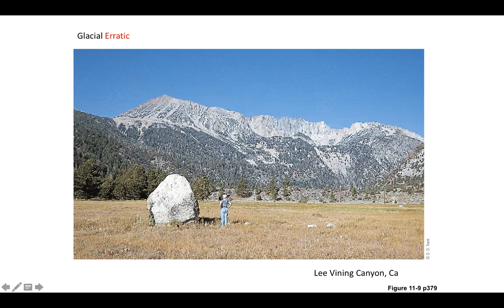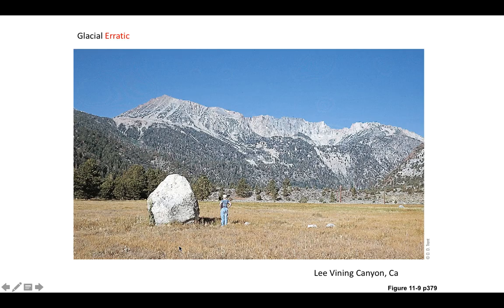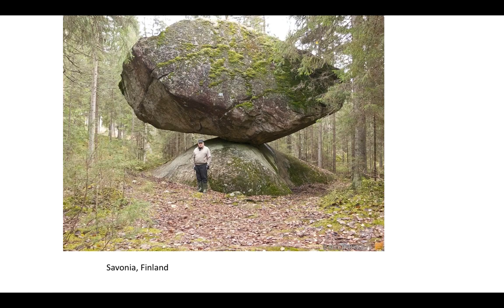Sometimes you might notice big rocks in the middle of a valley, like Lee Vining, for example, in the Sierra Nevada, or here in Yosemite, once again in the Sierra Nevada, and you might think, how did that get there? Well, it might have been moved. This definitely was moved by a glacier. Glaciers are, like I said, gigantic frozen rivers, so they have the power not just to carve out a U-shaped valley like this, but they also have the power to move and just kind of abandon rocks in the middle of nowhere. Once again, Finland.